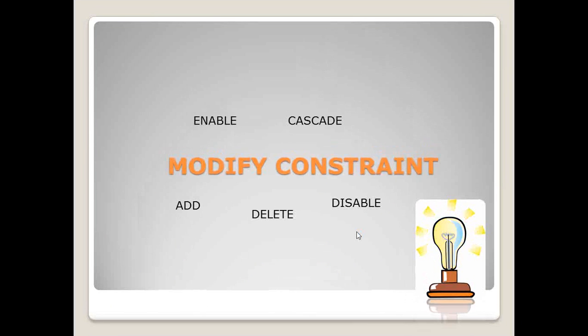And now we go to the second and last subject, modifying constraint. So what will we do? There are add, delete, disable, cascade, and enable constraint.